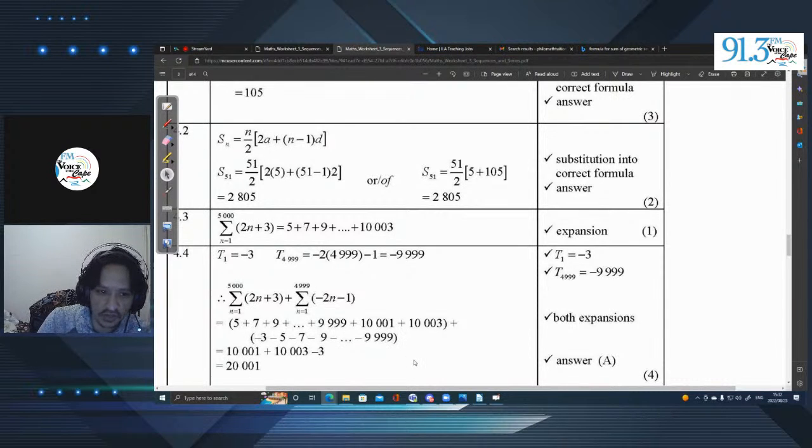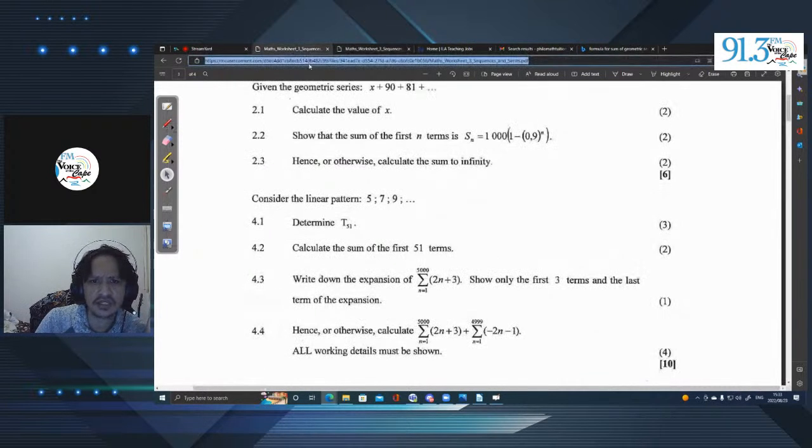So what do they do after that? Well, they just take this second last value over here. They add it, they say 10,001 plus 10,003 minus 3, minus the first term. Okay, after doing both expansions. And then we get an answer of 20,001. But why did they go about this? Why did they say minus 3? Well, let's take a look at the question.